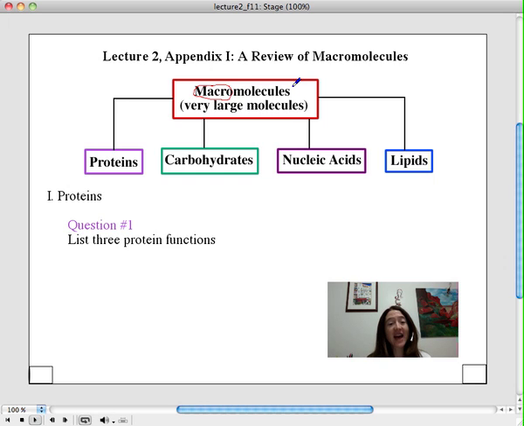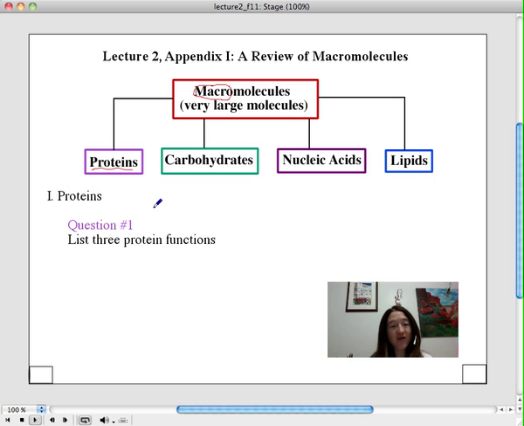Now, if we look at the types of macromolecules, we'll see some pretty familiar things there. Proteins are one type of macromolecule, and that's where we're going to begin our journey of macromolecules, by looking at the nuances of proteins. Carbs, of course, we recognize and know well as energy storage and energy generating molecules. Nucleic acids, DNA and RNA, and lipids. We're going to look at each one of these types, but let's start with proteins.